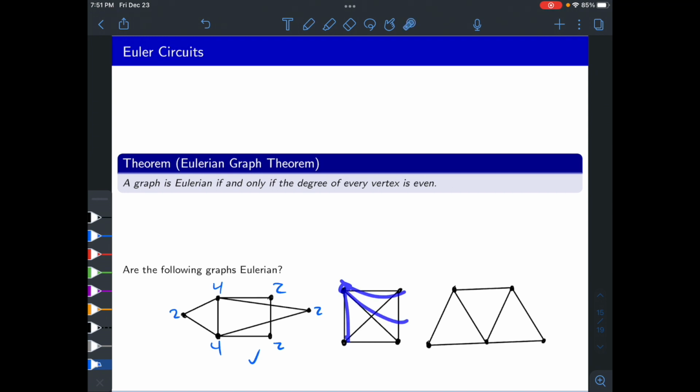This one right here, this vertex here has 3 edges coming out of it. So automatically, I don't even have to count the other ones because it's not true that every vertex is even. As long as there's one that's not even, then it can't have an Euler circuit. Okay, what about this one over here? This vertex has degree 2. This has 4. This has 2. This has 3, and then this has 3. So this one would also not be Eulerian because these 2 vertices have odd degree. So this one would also be a no.